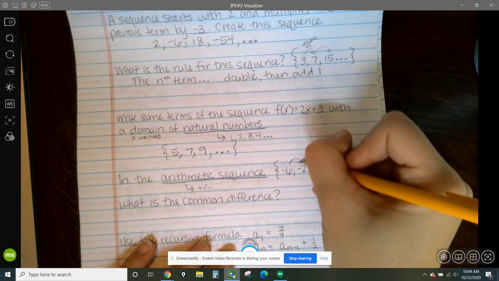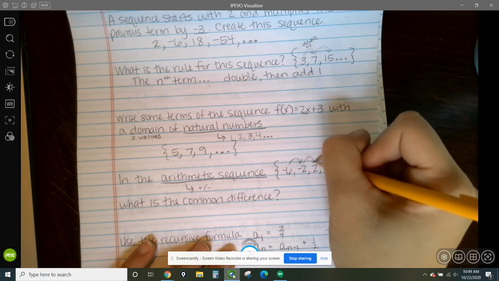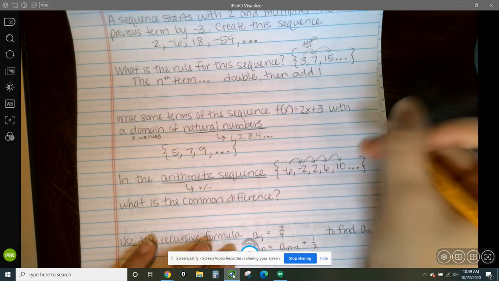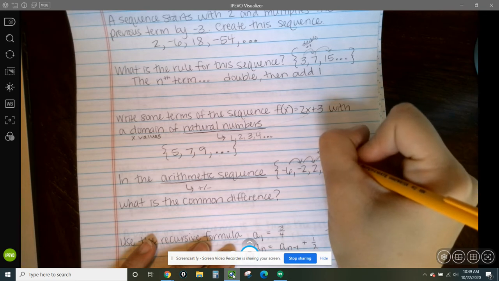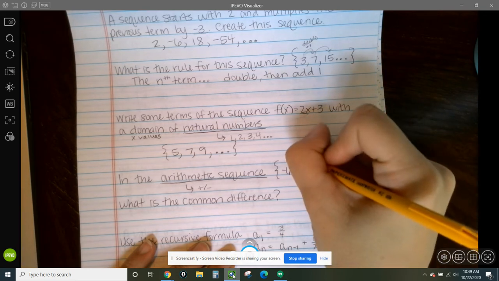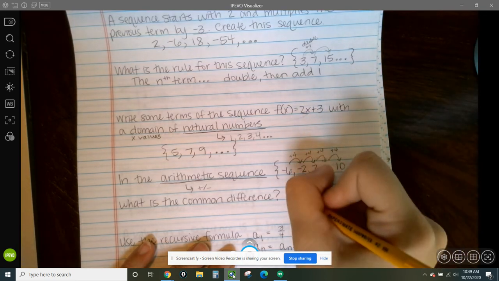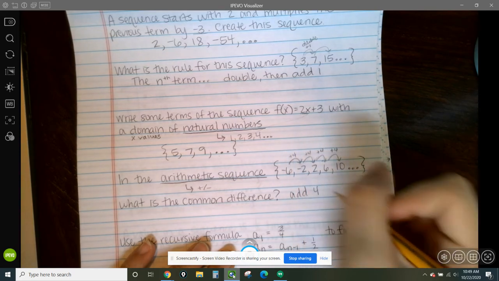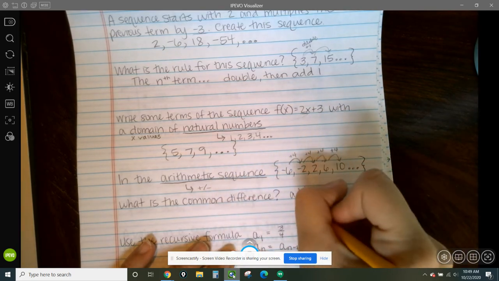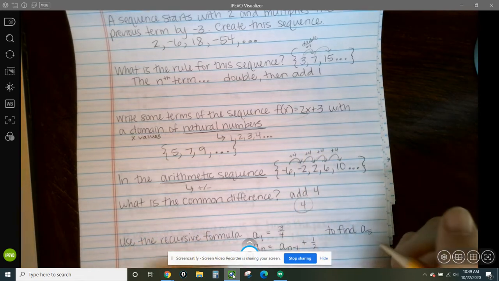So how do I get from -6 to -2, and from -2 to 2, and from 2 to 6? It looks to me like we're adding 4 every time to get from one number to the next. So I would say add 4. If it just asks you what's the common difference, then the answer would be 4. 4 is the common difference.